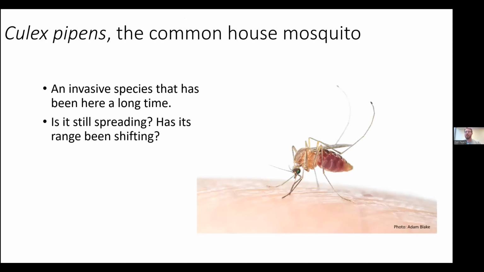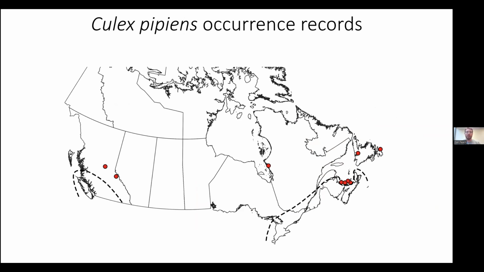Culex pipiens, the common house mosquito. So this is an invasive species. It's been here over a century. It was first recorded in the early 20th century in and around Vancouver and Victoria. It was quite rare at that time, but it's spread around since then. And is it still spreading, or has its range been shifting? It's a bit of an open question.